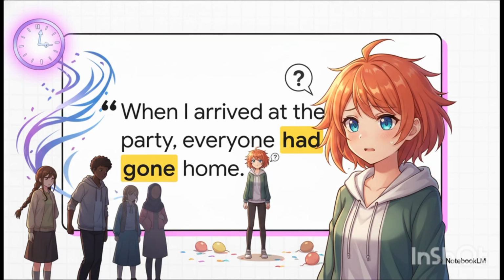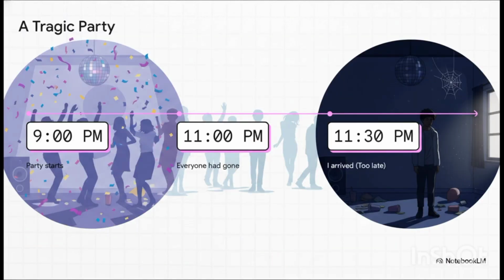But notice how beautifully this tense naturally organizes the cause and effect without you needing to over-explain anything. You don't have to awkwardly stumble through, well, first everyone went home, and then after that, I arrived. Nope, the grammar does all the heavy lifting for you. Let's just map out this tragedy so you can really visualize it.